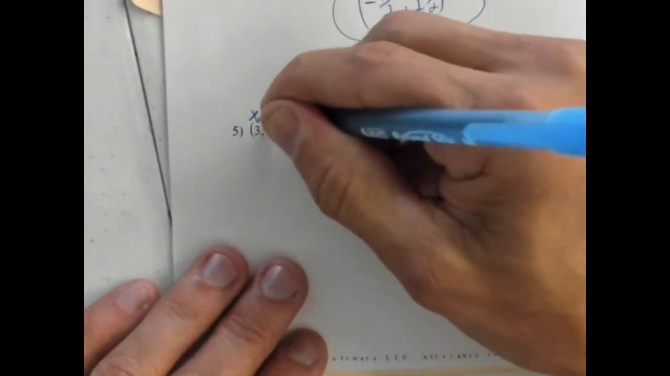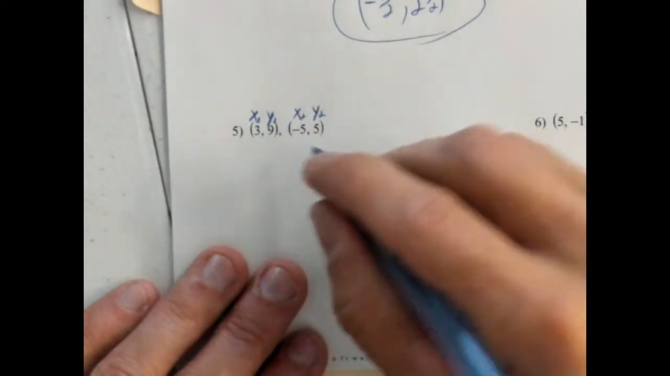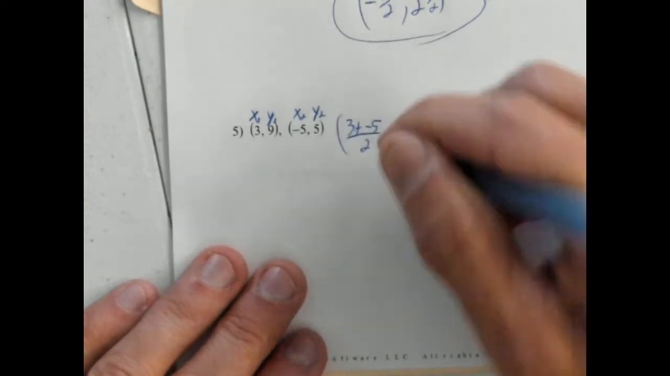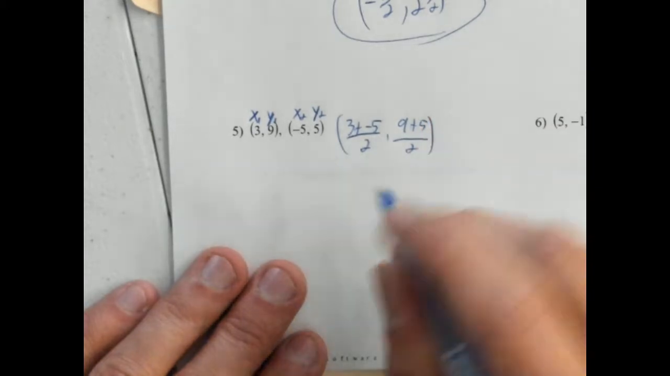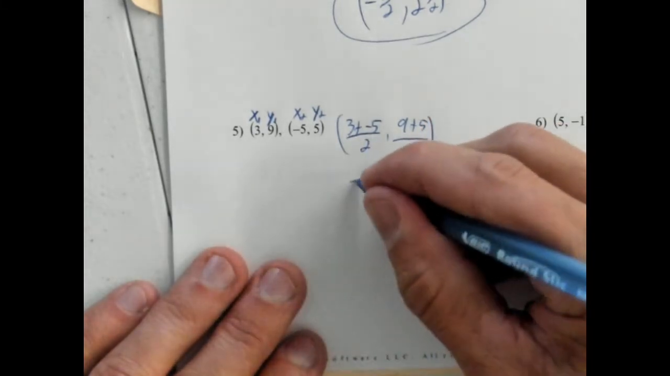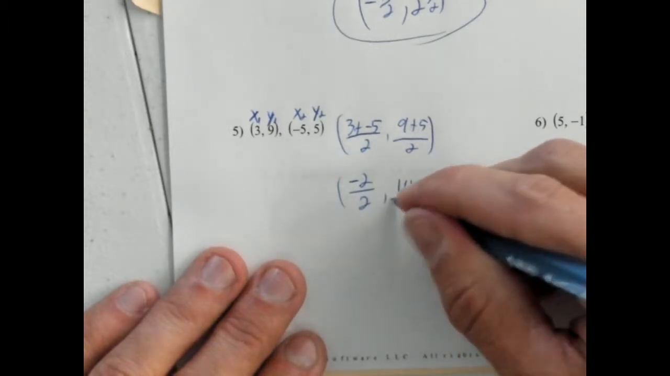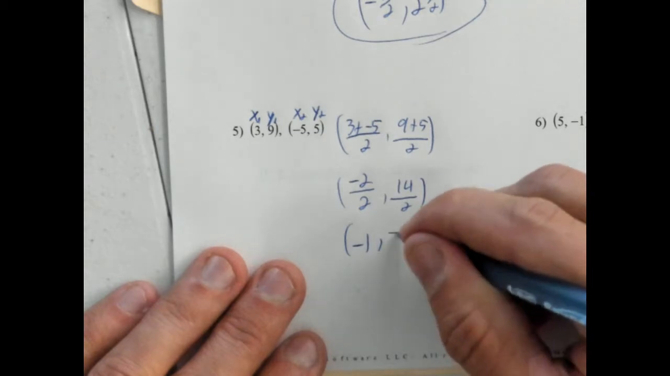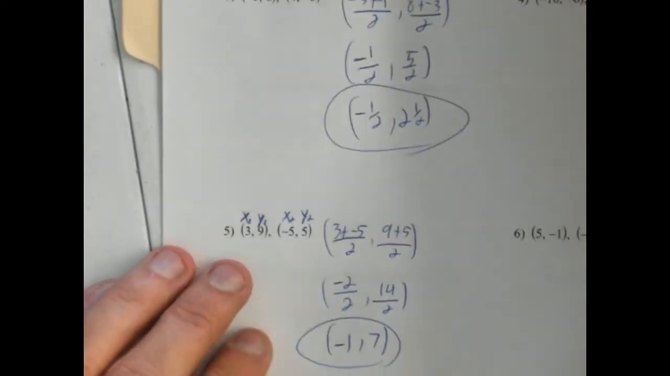x1, y1, and then x2, y2. So x1 plus x2. So we're going to have 3 plus negative 5 over 2, and then 9 plus 5 over 2. And 3 plus negative 5 is negative 2. And 9 plus 5 is 14. So half of negative 2 is negative 1. And half of 14 is 7. Okay, so negative 1, 7. So that's how you do the first three problems on that assignment.